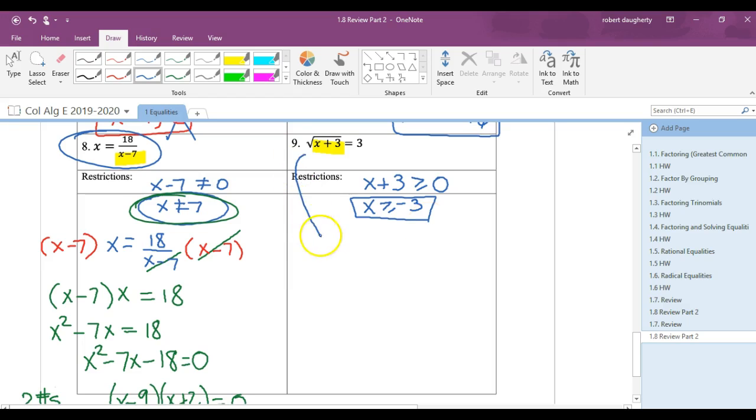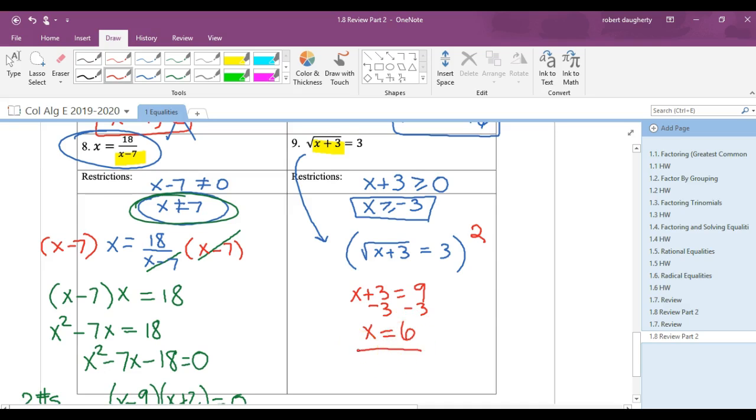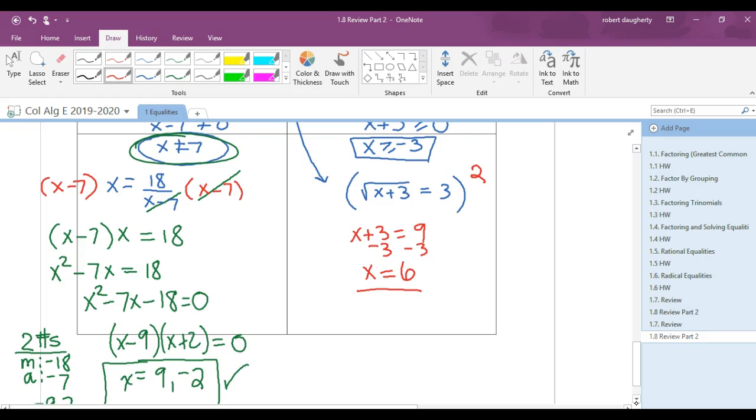Now, to solve an equation like this with a square root, I'm going to need to square both sides of this equation. So we will square both sides of this equation. What I get on the left is x plus 3 equal 9. Subtract 3 from both sides, and you get x equals 6. With these radical equations, always check your answer.